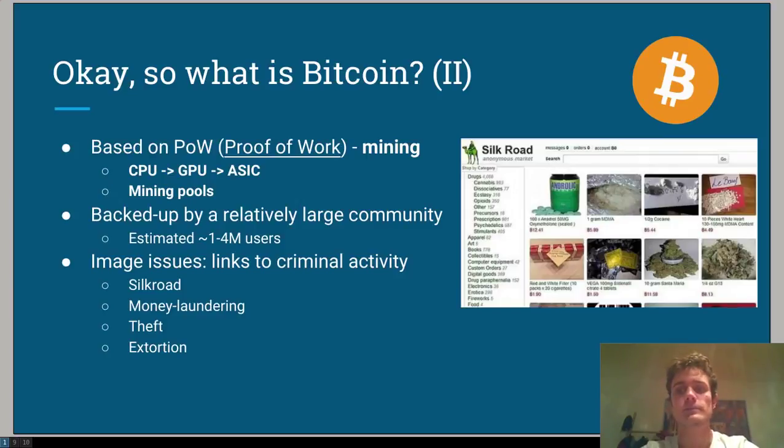And the idea is that they use Bitcoins because it's anonymous, kind of. Also has been used for money laundering, theft, and extortion. So those are really bad things that, as an investor, you wouldn't want your investment to be involved in.